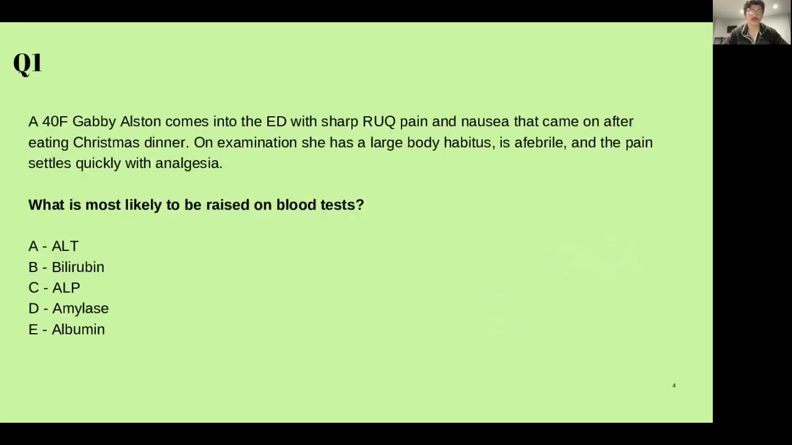Right, so we'll start with the first question then. A 40-year-old woman called Gabby Alston comes into the emergency department with sharp right upper quadrant pain and nausea, and it came on after eating her Christmas dinner. On examination, she has a large body habitus, she's afebrile, and the pain settles quickly with analgesia. So what's the most likely to be raised on blood tests? And if I just start the poll there.